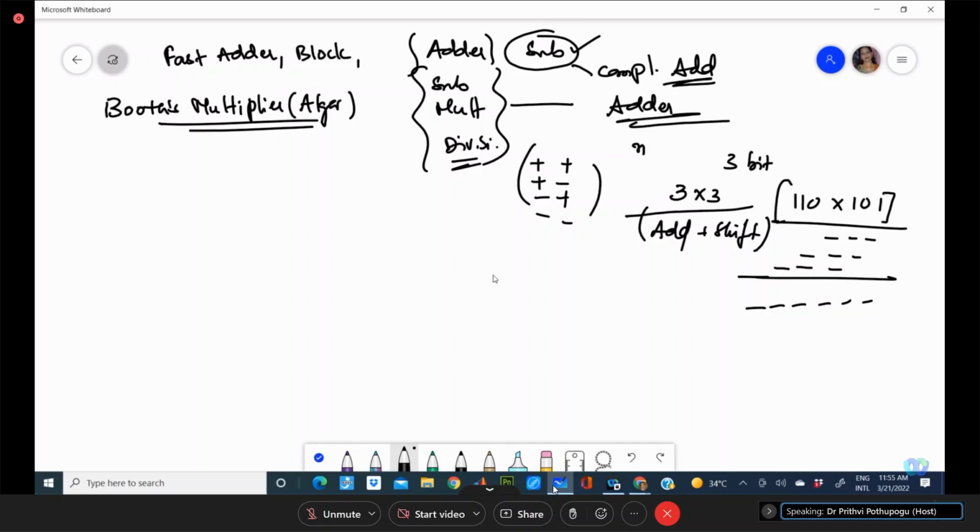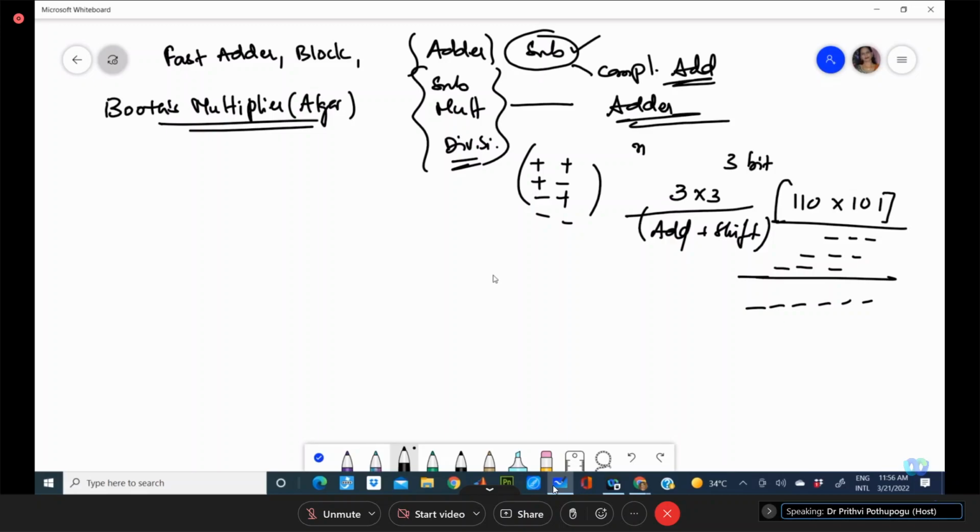So this Booth's multiplier uses the concept of either adding the true value if it is a positive number, or adding the complement value if it is a process of subtraction. Adding a complement value if it is a subtraction that needs to be done.